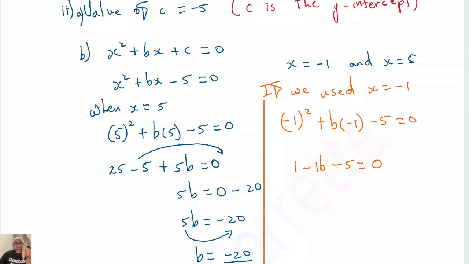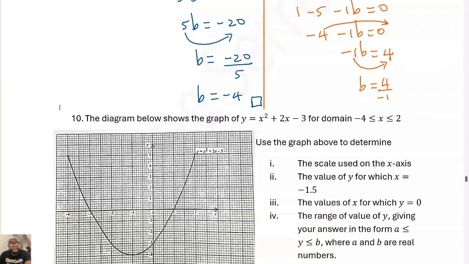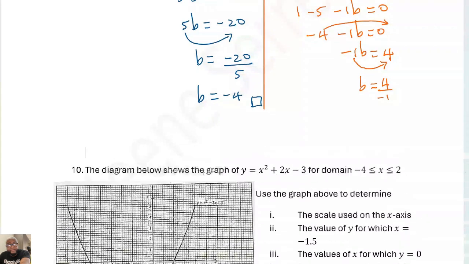So this 1 and this minus 5 could work out. So I could put 1 minus 5 minus 1b is equal to 0. 1 minus 5 will give me negative 4 minus 1b equal to 0. When I carry negative 4 here, what do I do with it? Plus, right? So this will be 0 plus 4, which will be 4, right? Then you have to take this negative 1 and divide it here. So b will be equal to 4 divided by negative 1. B will be what? Negative what?